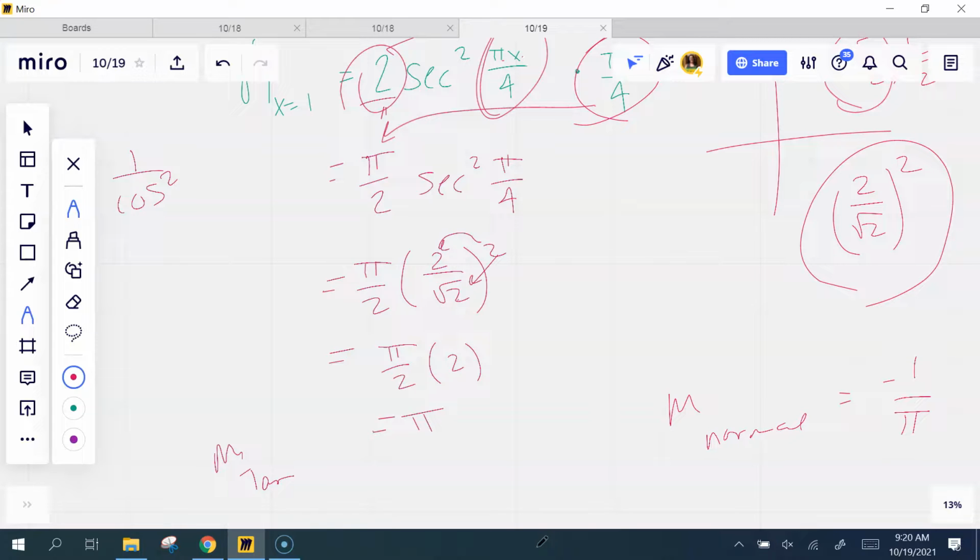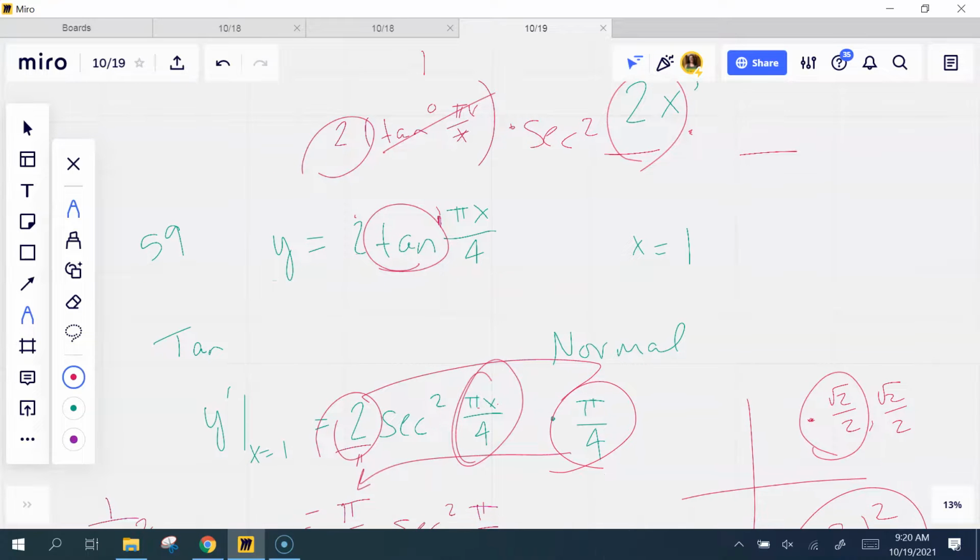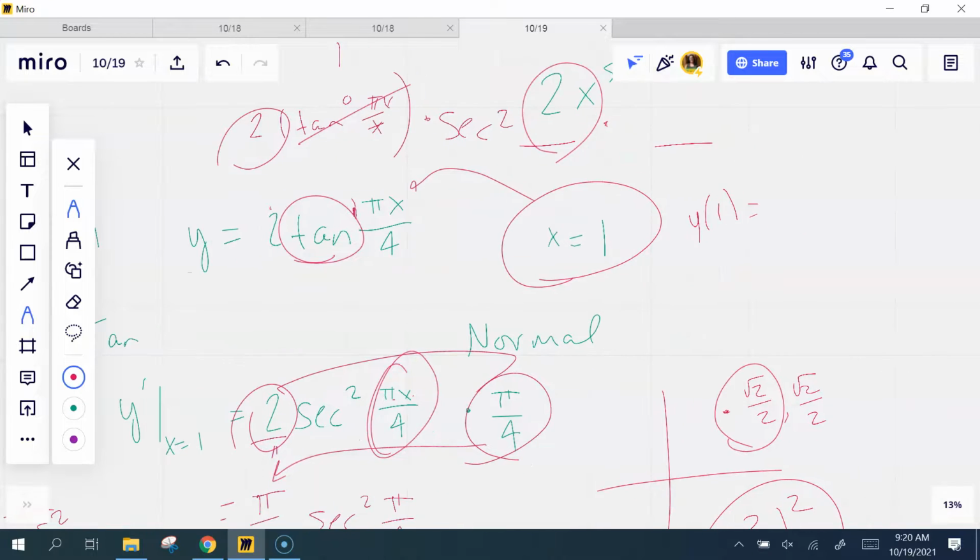But I need a point and a slope to write the equation of the line. So I have to go back up to the original equation and put the 1 in. So y of 1 would be 2 tan pi over 4. What's tangent of pi over 4? That's easy, that's 1, because tangent is sine over cosine, and both coordinates are the same, so 2.